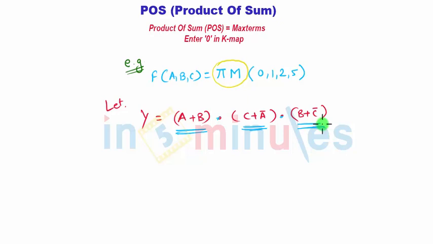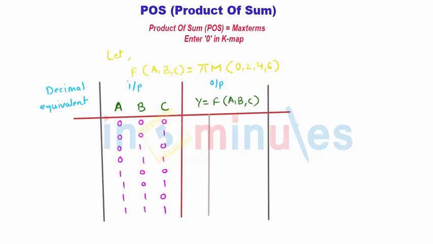So let us solve an example in POS form. Here once again there is a function of three variables in which four max terms are present: 0, 2, 4, 6. The inputs are a, b and c. Let us write down the decimal equivalent for these three inputs. There are three inputs, so there will be 8 combinations starting from 0 to 7. So decimal equivalents are 0, 1, 2 all the way to 7. These are the decimal equivalents for the respective input combinations.